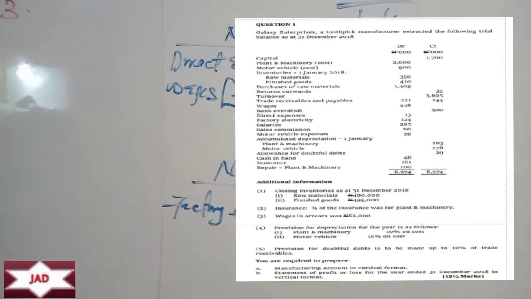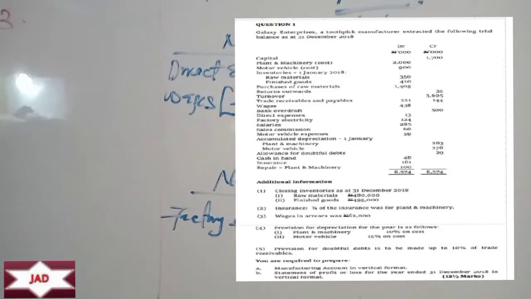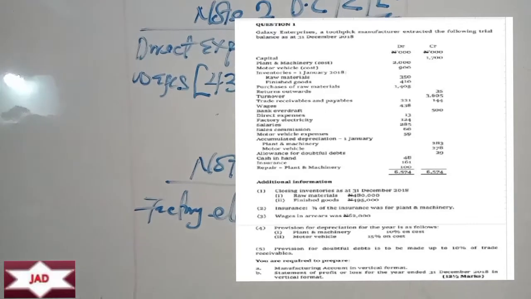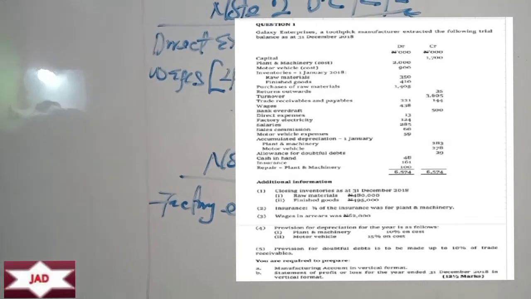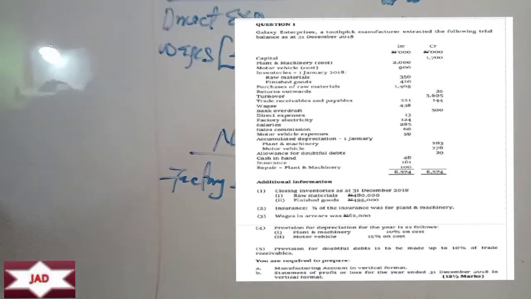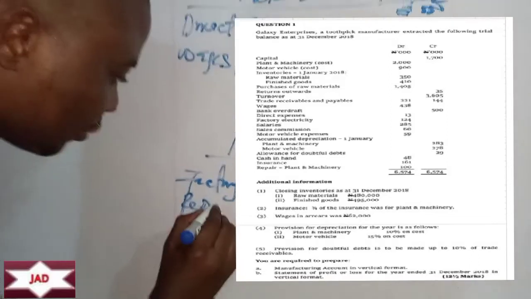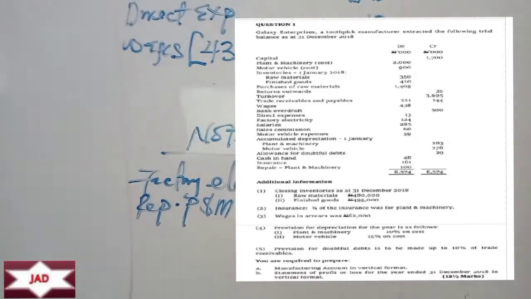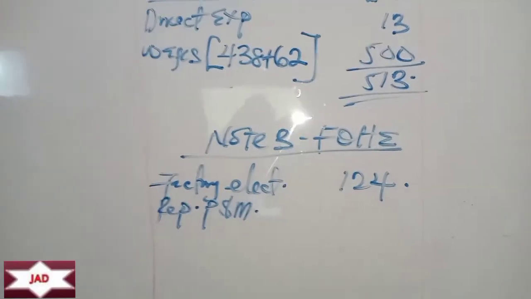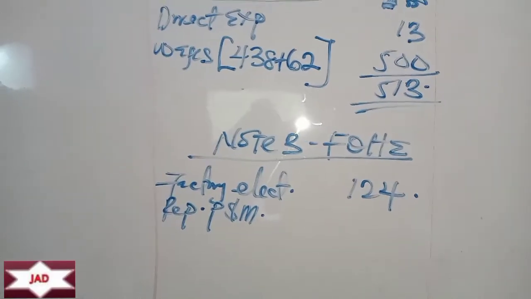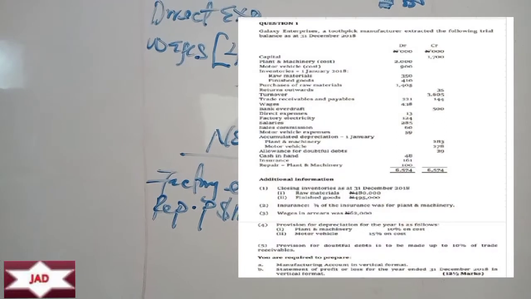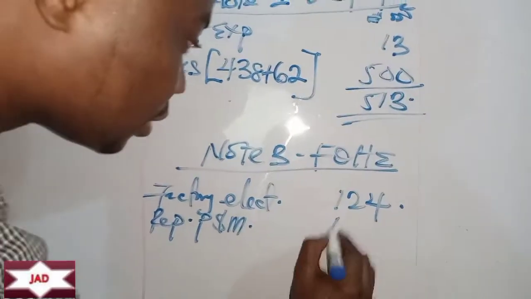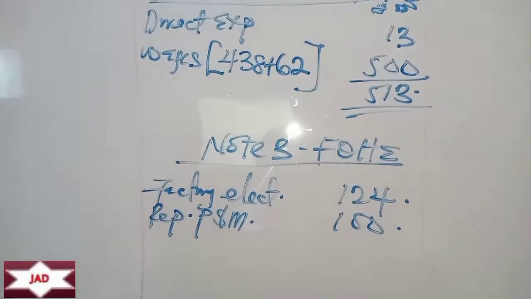I can see repairs of plant and machinery there. Remember, your plant and machinery is used in the factory, so the repairs on it. Is there any information on it? No. So what's the repairs there? 100,000. What other factory expense is there?